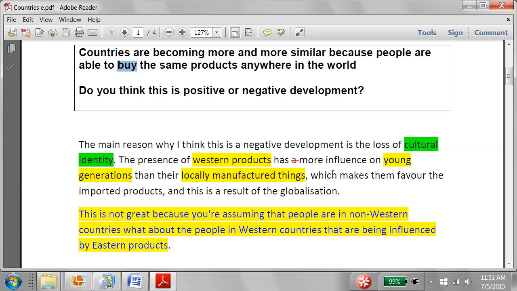And you see it here also, which makes them favour the imported products. It's not mentioned up here. And this is a result of globalisation. So here we've got a cause. And then I suppose the other sort of factor is we've got this excellent point up here about loss of cultural identity. Really like it. In the end, this is the whole paragraph.